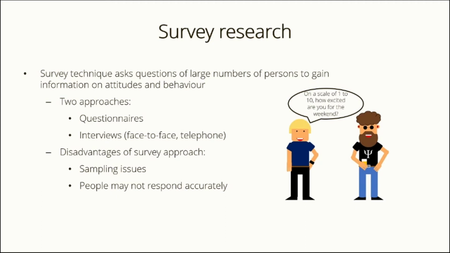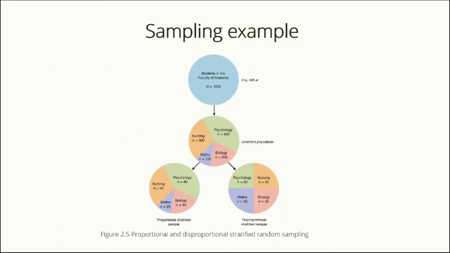So what we want in survey research then is a random sample. So a sample selected from the general population in a relatively arbitrary way that does not introduce any systematic bias. So in random sampling, every member of a population should have an equal chance of being selected for the sample. So if we are in the Faculty of Sciences, for example, that is our population. So we have 1,000 people in our population, and in our stratified population we have 400 psychology, 300 nursing, 100 maths, biology, and so on.